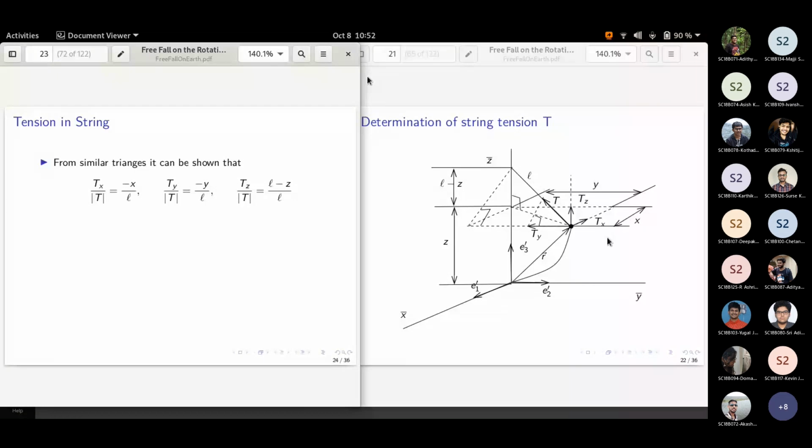I will just pause here. From here, we will continue in the next class. Once you do this, it's only writing down this expression. So we will talk about this once again tomorrow. Let me know if you have any questions until then.